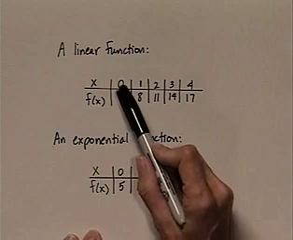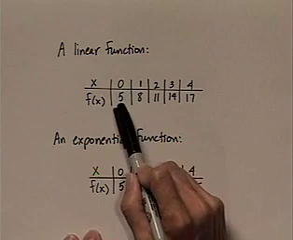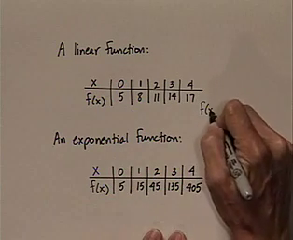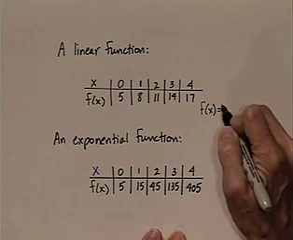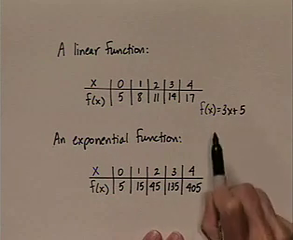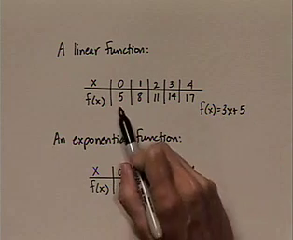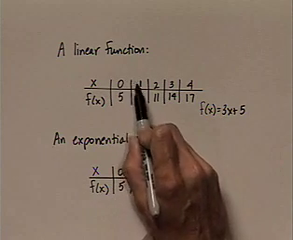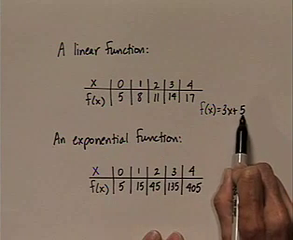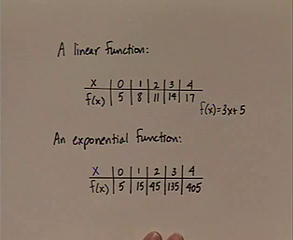Also notice in this table that when x is 0, f of x is 5, and we can write a formula for this function in the form f of x equals 3x plus 5. Notice that that's the constant increase in f of x when x increases by 1, and this is the f of x value when x is 0.